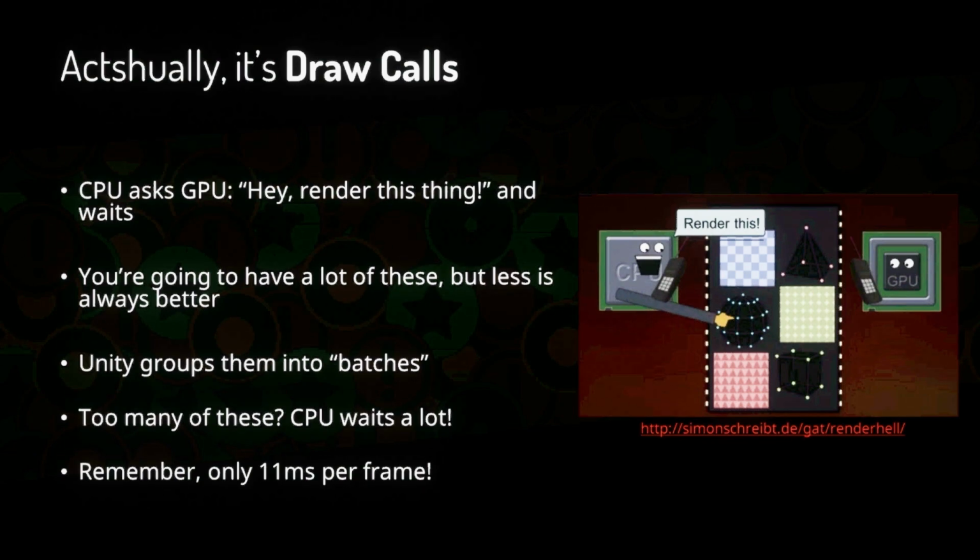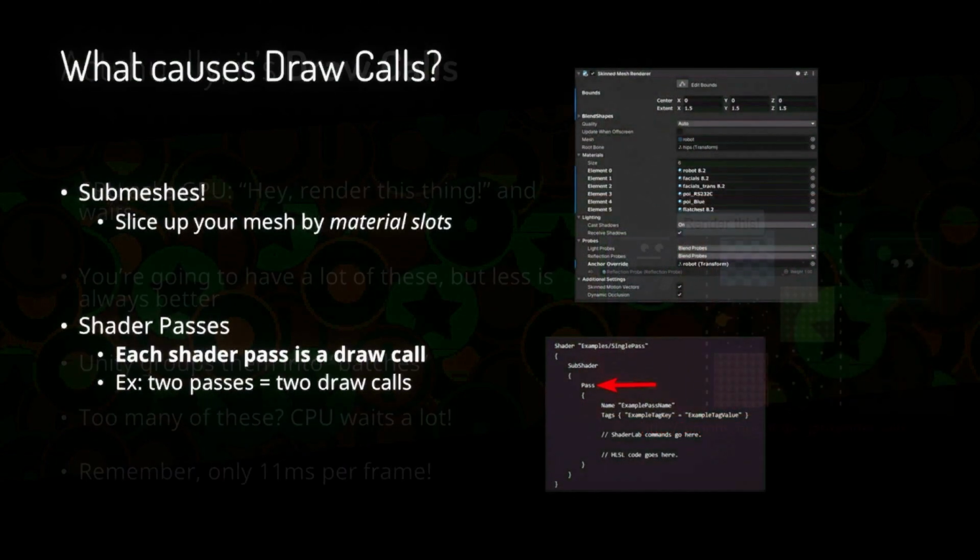It's sort of parallelized. I didn't pronounce that right, but it can kind of do multiple at once, but not really. Draw calls halt the processing until they are complete. And remember, you only have 11 milliseconds per frame.